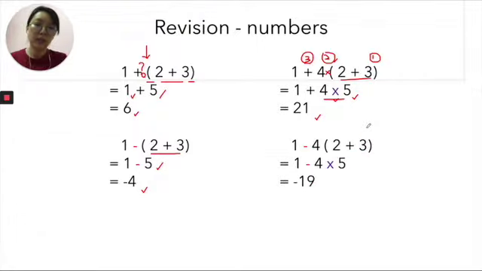Let's look at the second one. Oh, it becomes minus. Again, bracket first. Inside bracket, 5. There's a bracket. Before that, there's a number. So 5 times 4. So 4 times 5 becomes 20. 1 minus 20, negative 19. So you have to be very familiar with this before we move on to the variable, the algebraic.